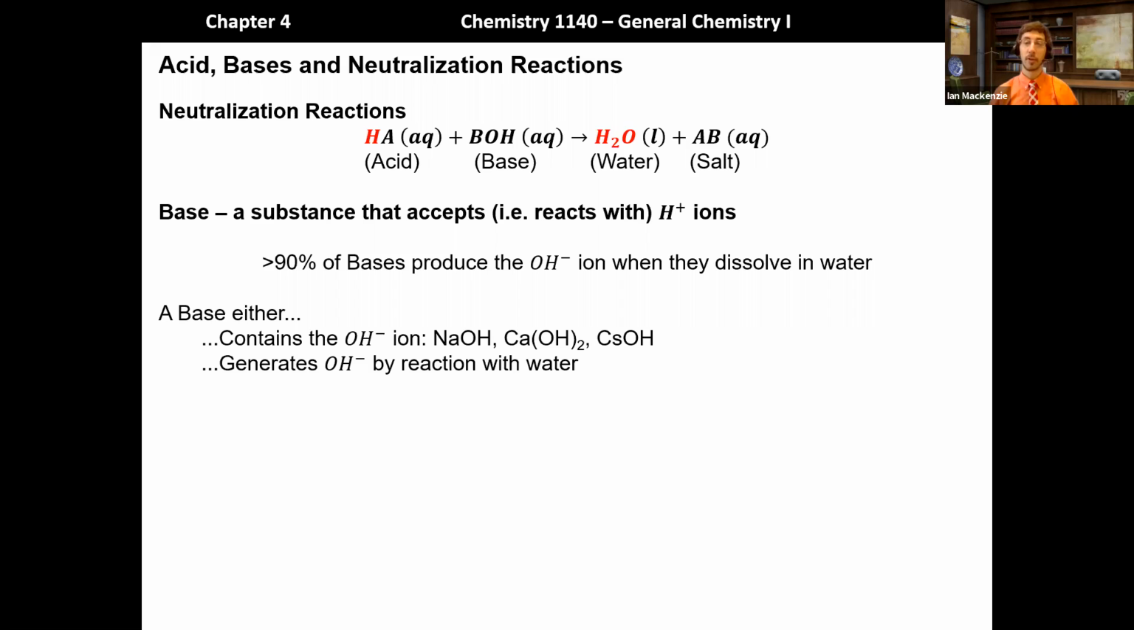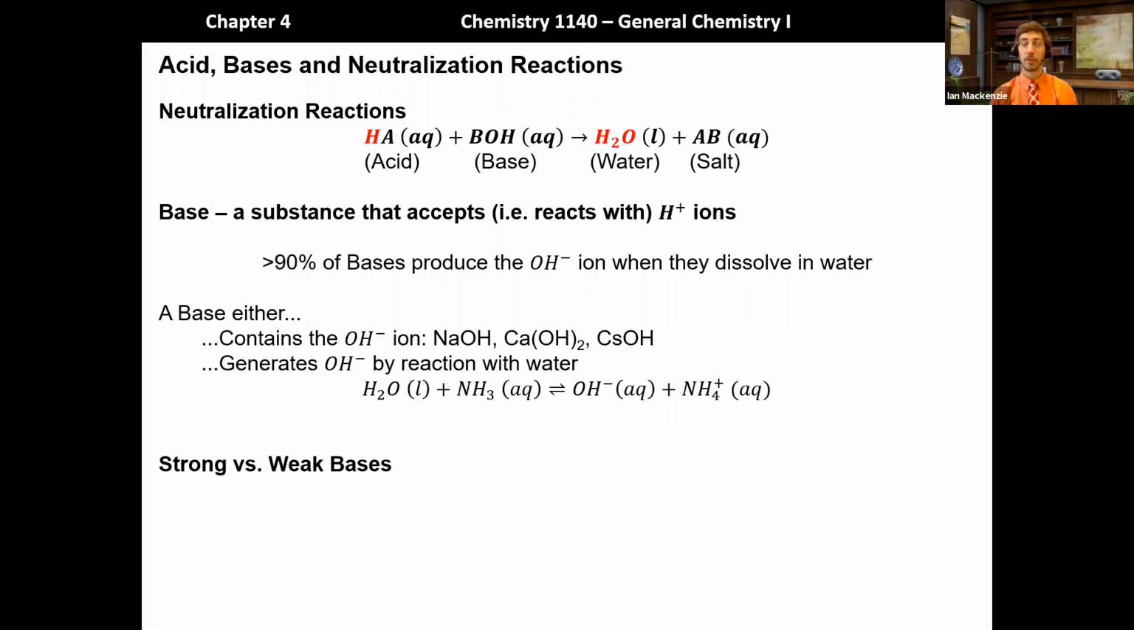Or they generate OH minus by reacting with water itself when they're dissolved in water. So an example here is water reacting with ammonia. So ammonia is our base here, and it reacts to generate the OH minus anion in solution.